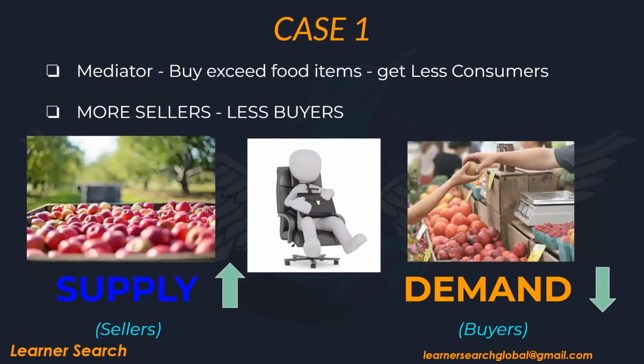Now let's take two cases. In the first case, let's assume there is a mediator who buys excess food items and gets fewer consumers for them. Initially, he buys food items, which is fine, since he gets a supply. And then when he goes out to sell to the consumers, unfortunately he gets a smaller number of consumers to buy those food items. There are more sellers and fewer buyers. Here you can see supply is more and demand is less.